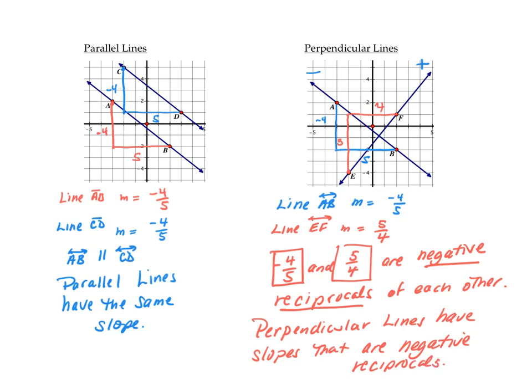Now a quick test to see that your numbers are indeed negative reciprocals. If you're just not sure, if you multiply them together, notice that we would end up with negative 20 over 20, which is negative 1. So this proves that they're negative reciprocals right here.